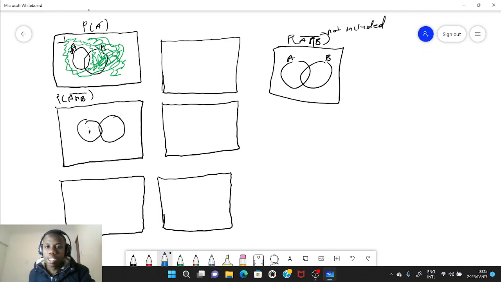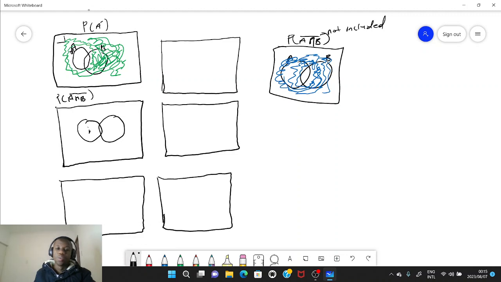So we will shade everything. We want everything which is inside the box and outside the box except what? Except A and B, because they said not A and B, except the intersection. It simply means we do not want this intersection, so we will take everything which is outside the intersection. So let's head to the other one.